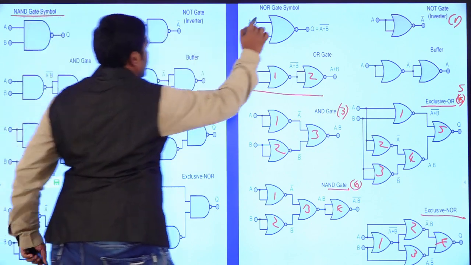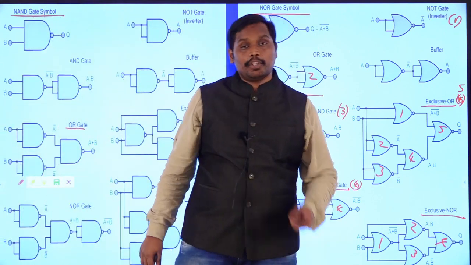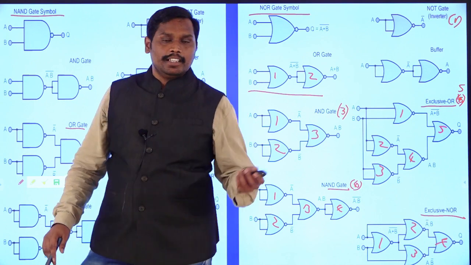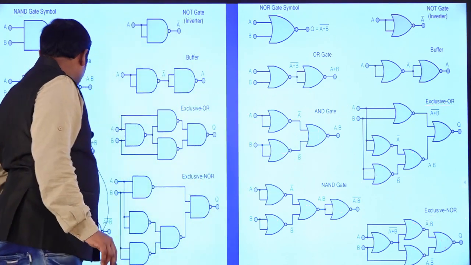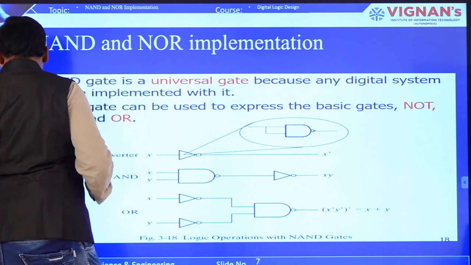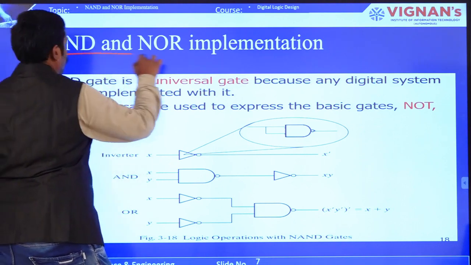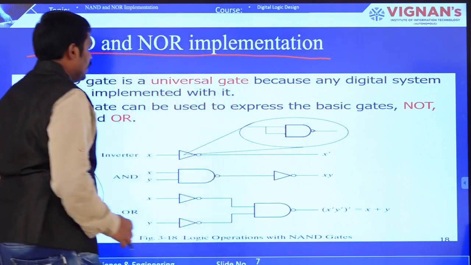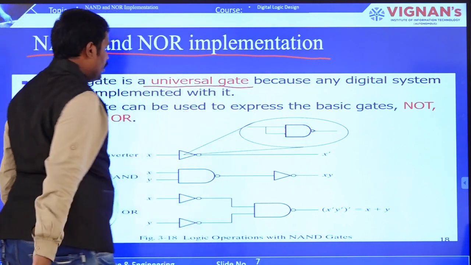The NAND gate symbol as well as the NOR gate symbol are called universal gates, because every gate can be expressed in these gates. So now you understood why it is universal gate, right? Now we'll see NAND and NOR implementation. Okay, NAND and NOR implementation. So here you can see that it is a universal gate as it is said, right?